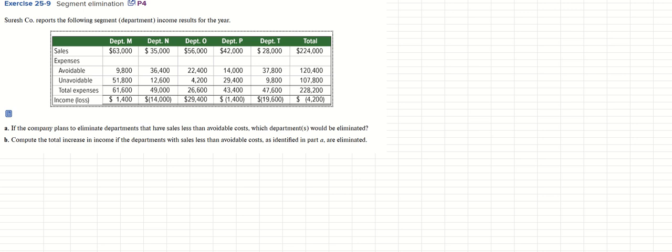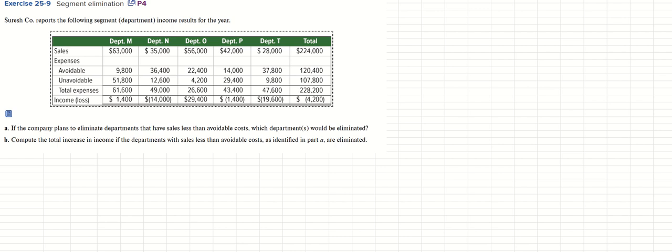Practice problem number 3 for chapter 25, and this is an exercise in relation to segment elimination. When it comes to eliminating segments, this is where the manager conducts an analysis in several departments to figure out if it would be beneficial for the company as a whole to eliminate some departments or keep some departments.